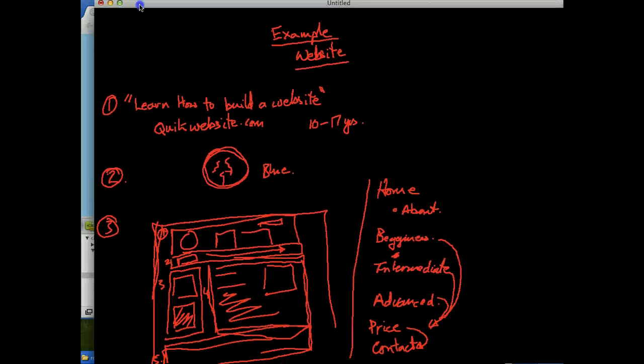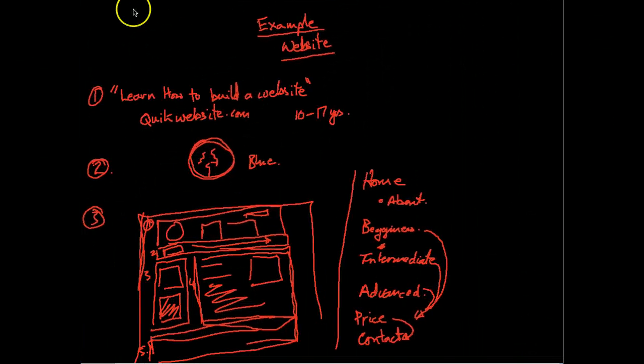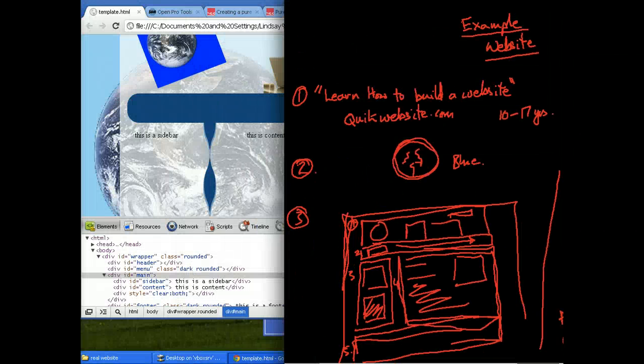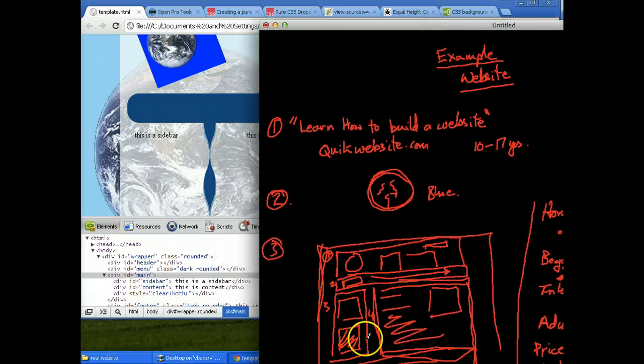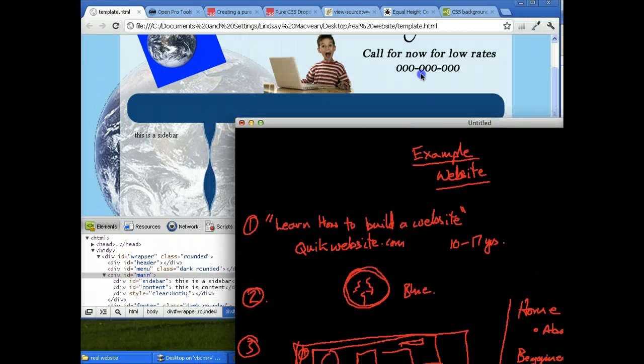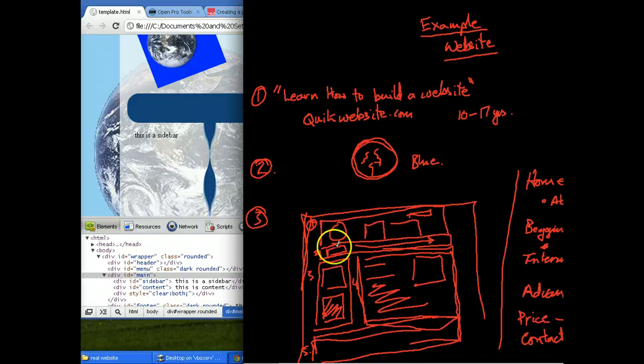So if we look back at our wireframing sketch here, we've got a basic design, and we've actually pulled that off. We've got our background as a world. We've got a little logo, some pictures, a telephone number there. We've got our menu, our sidebar area. We've got a content area. We've got a footer. We haven't filled it up with any content yet, but we'll get to that in another video.